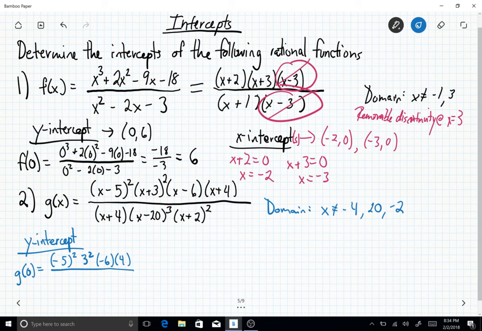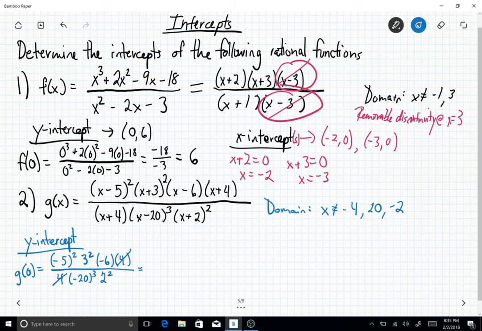And notice, the reason why we can just plug in right away is that 0 is not excluded from our domain. In the denominator, you have a 4, you have a negative 20, and that negative 20 is actually cubed, so that's going to be fun. And then we have a 2 squared. Okay, so let's simplify this thing a little bit. We get that 4 and that 4 cancel.